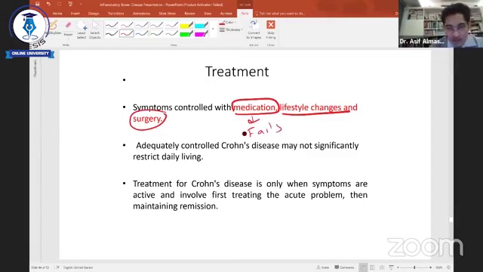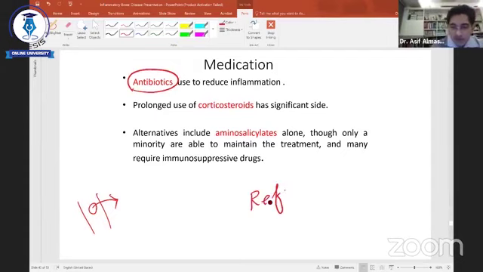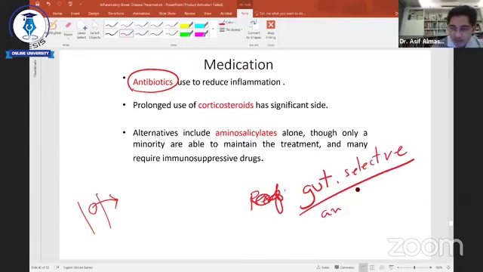Then we go to surgery. We give some antibiotics, as we have already discussed, that sometimes the bacteria inside the colonic wall may produce the inflammation. That's why we sometimes give antibiotics, ciprofloxacin, metronidazole. These are the antibiotics that we give. Nowadays, we use rifaximin, the gut selective antibiotic. I think the gut selective antibiotics are more important. Sometimes we give probiotics.